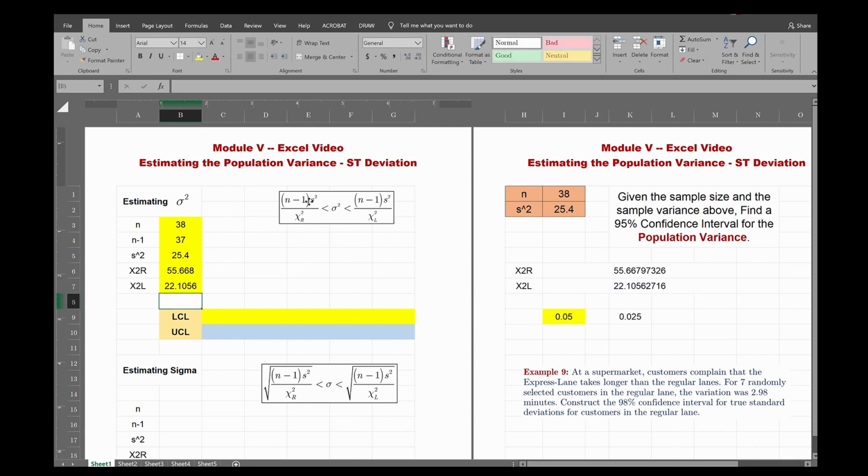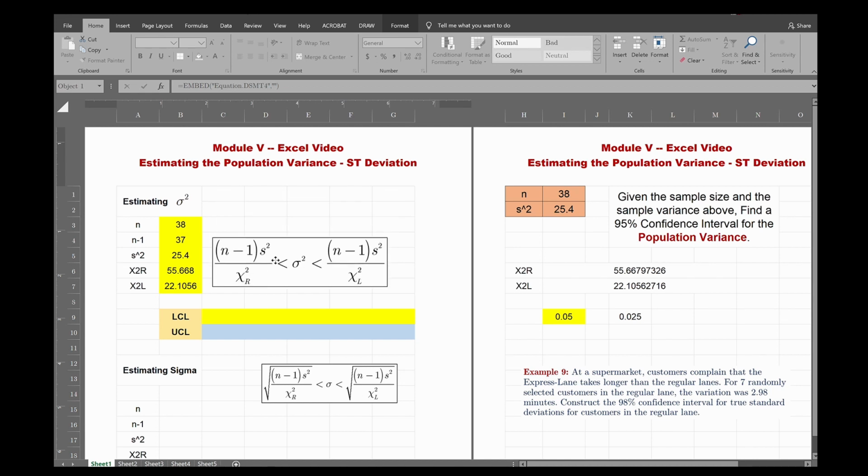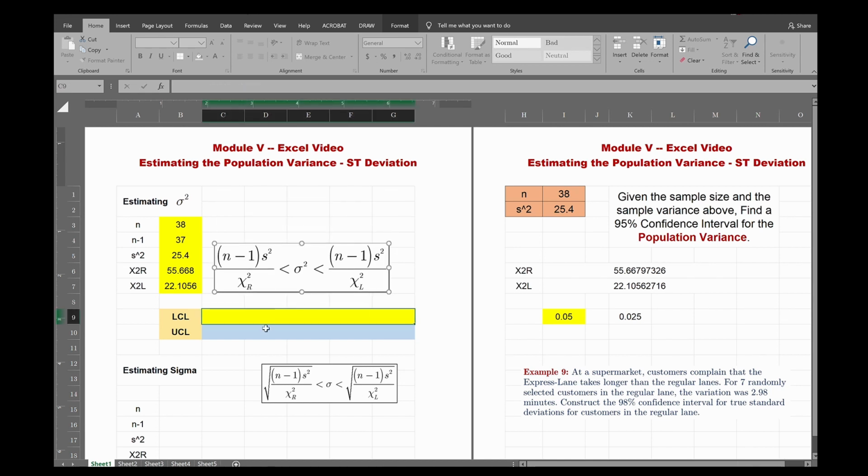Alright, so now I'm ready to actually use this formula and type it in where I have designated the left-hand side, right-hand side, lower confidence limit, upper confidence limit. So my lower confidence limit will be equal to n minus 1, which is 37, times s squared, which is 25.4, and it's already s squared, so I don't need to square it, divide by chi-square right, which is that. And that's the left-hand side of the lower confidence limit.